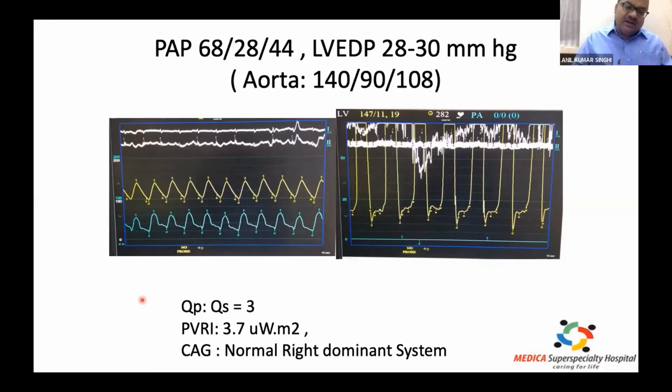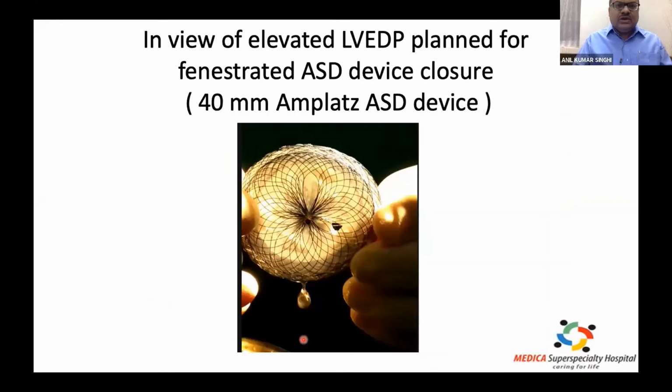So this was the reason we decided to attempt that case for device closure. The PVRI was 3.7, CAG was normal, right system. So in view of elevated LVEDP, planned for fenestrated ASD device closure with a 40 millimeter Amplatzer. So you can appreciate this is the device, and a 5 millimeter fenestration created inside that ASD by cutting the fabric and expanding that region.